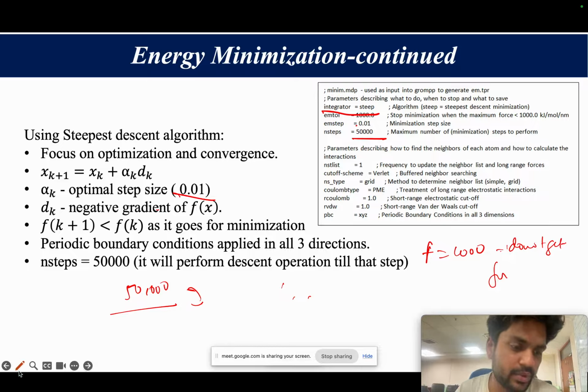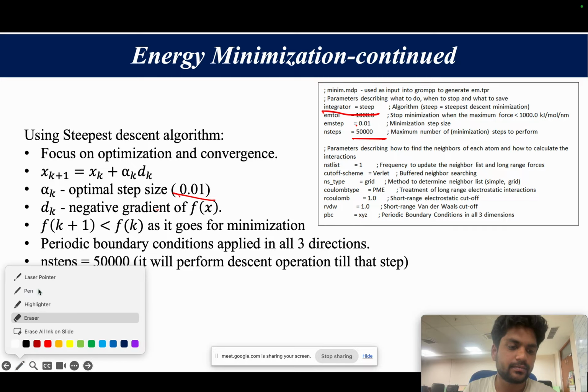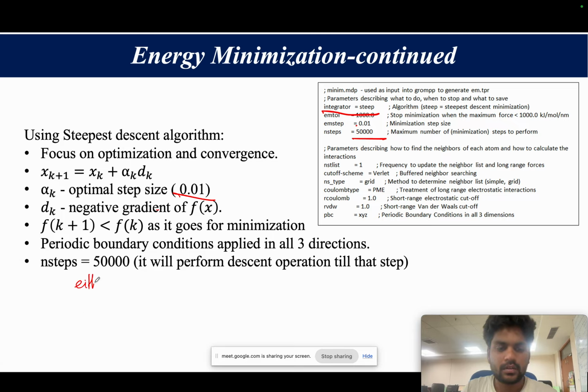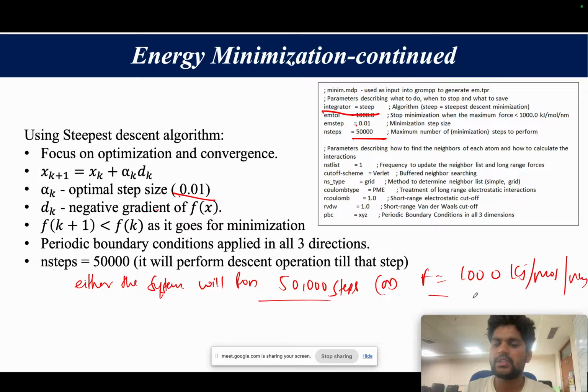So we are using two stopping criteria here. Either the system will run for 50,000 steps, or it will stop when the force reaches 1000 kilojoule per mole per nanometer. Whichever comes first, it will stop. This is what happens here.